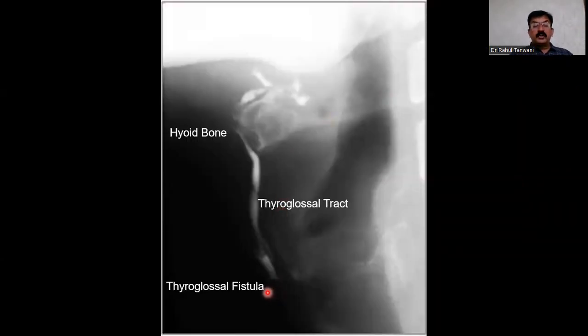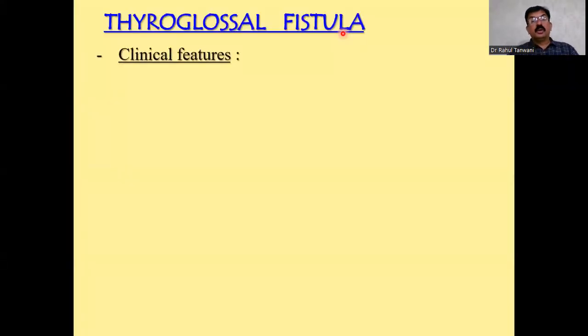If you go for a contrast study, because you know that the tract is still there, if you put contrast here, the contrast will go inside the tract and go up to the base of the tongue, the foramen cecum. So thyroglossal fistula can be demonstrated by a radiological study also.